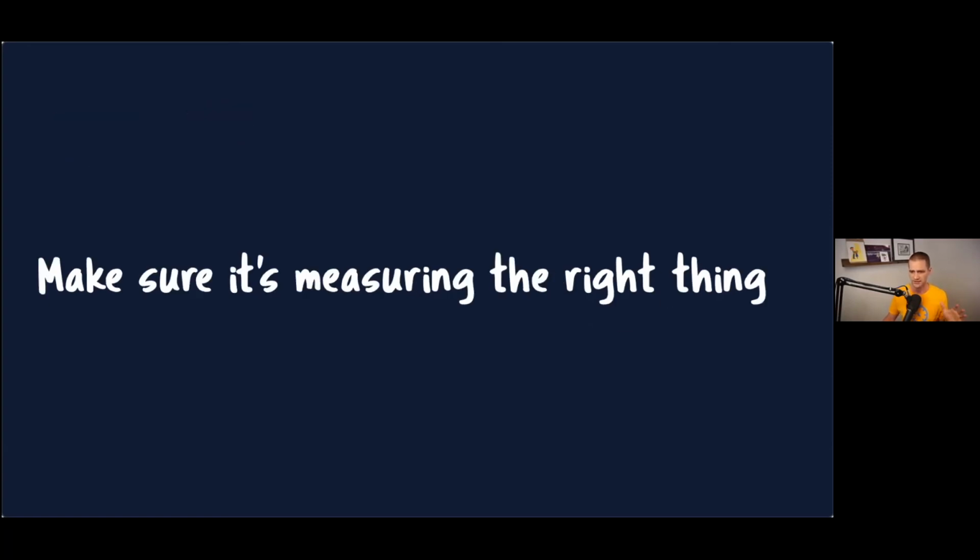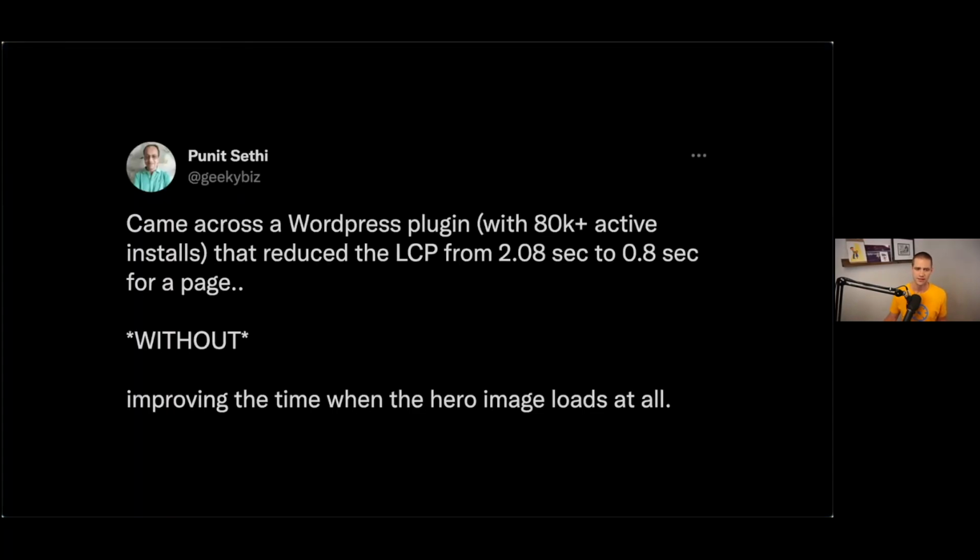And the other thing I want to point out when it comes to LCP and images is just making sure that it's measuring the right thing, because there are still situations where LCP doesn't quite get it right. And there's certainly situations where folks have been known to game things. There was an example that Punit posted a couple weeks ago, talking about a WordPress plugin that reduced the LCP from 2.08 seconds to 0.8 seconds without actually improving the time the hero image loaded, which sounds like magic.